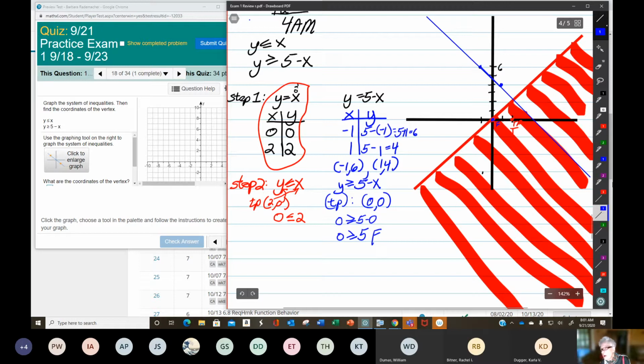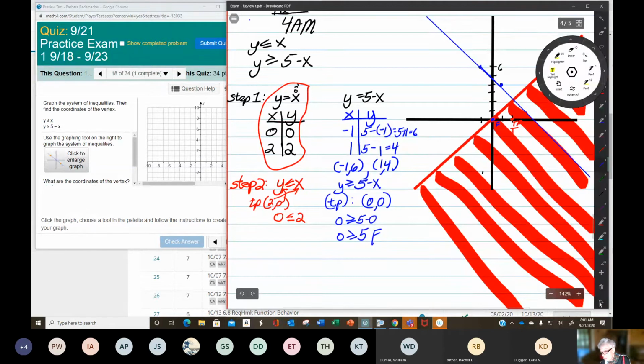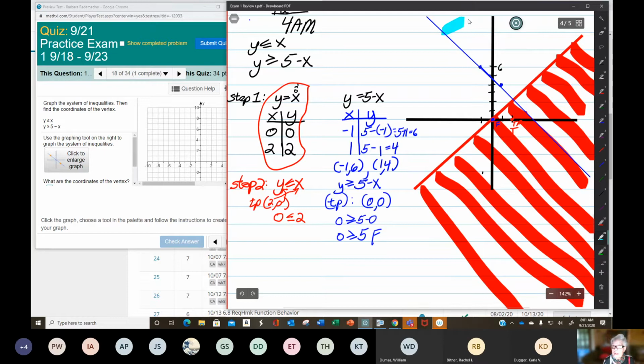Oh, come on, what happened to my markers? Piddle. There they are. Okay, so we're going to shade away from 0, 0 because it gave us a false.